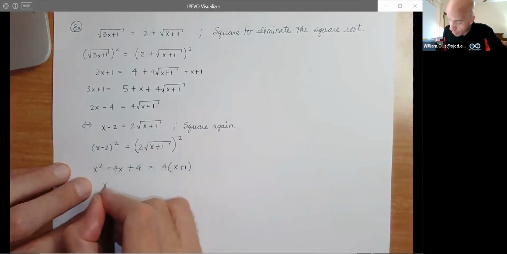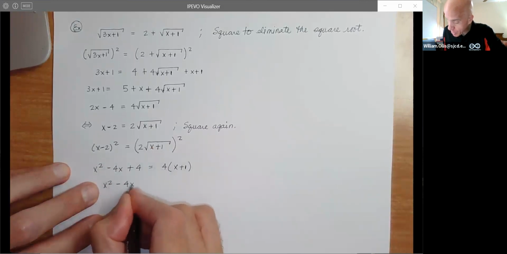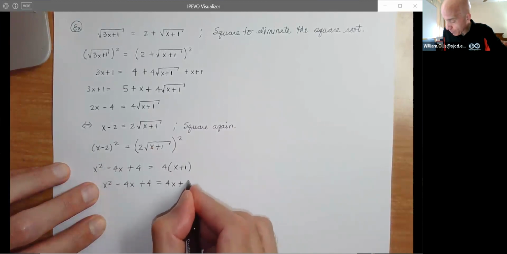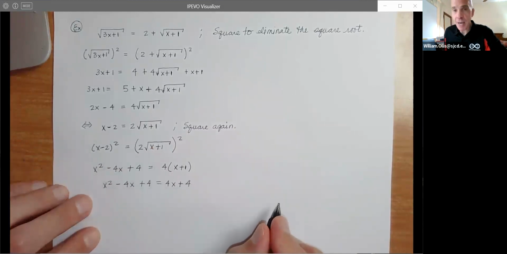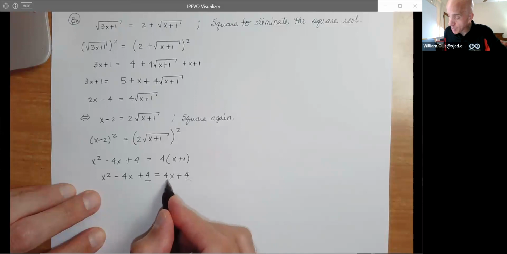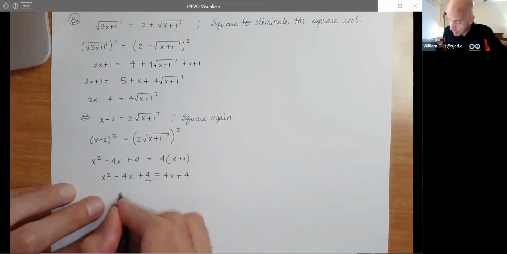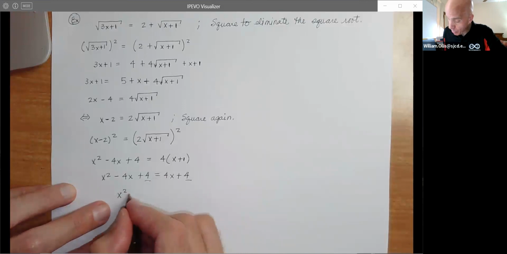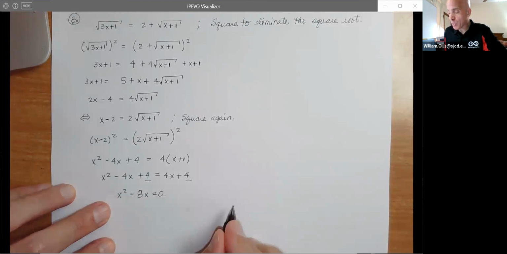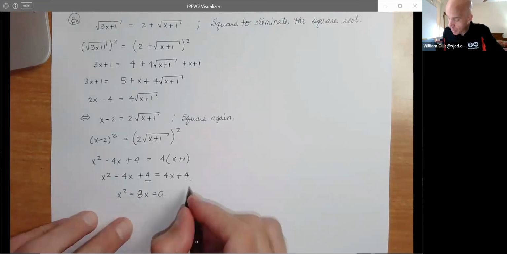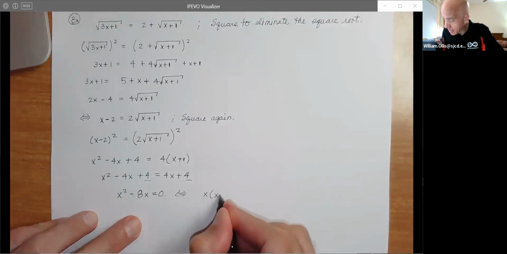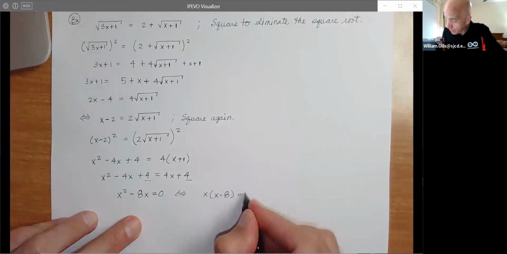So now we have x squared minus 4x plus 4 equals 4x plus 4. Well, this is certainly a lot easier than what we started with. So now we see the 4s are absorbed, and we can subtract the 4x from both sides to give us x squared minus 8x equals 0. Well, we really like quadratic equations that have no constant term. So equivalently, we have x times x minus 8 equals 0.